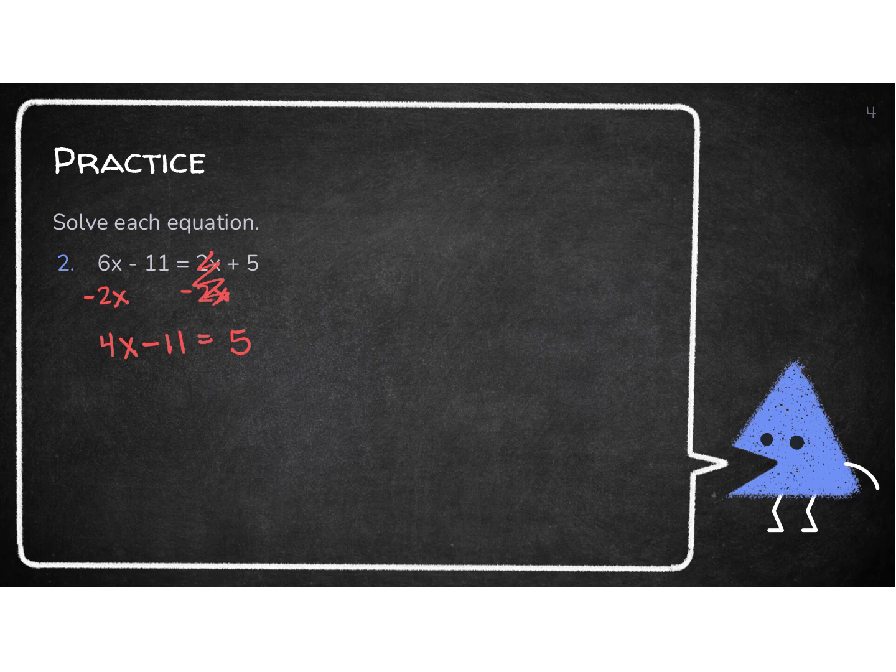So now this is an example that we looked at just yesterday. So I need to get rid of whatever is being added or subtracted first. So I'm going to get rid of subtracting 11 by adding 11. So I'm going to get 4x is going to equal 16. And then to undo multiplication, we have to divide. So I know that x is going to equal 4.